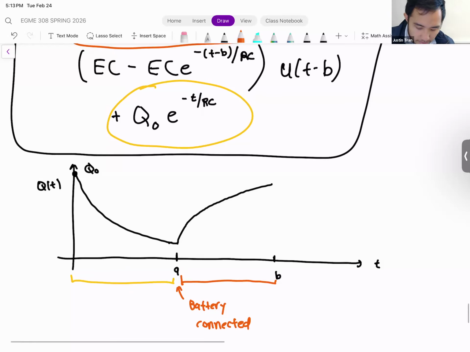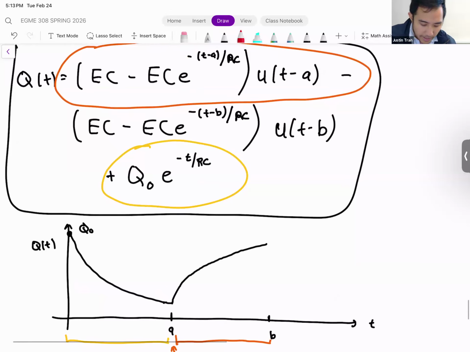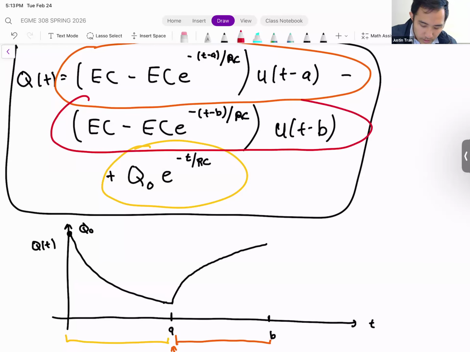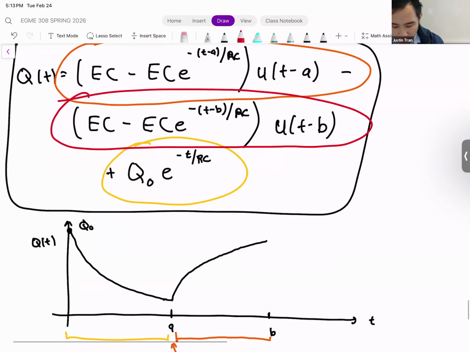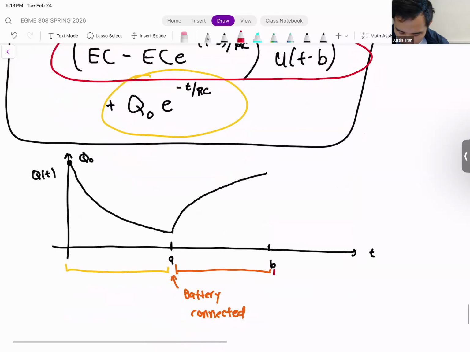All right, and then finally, the last portion of this solution, this u of t minus b, is not even active until t is equal to b. So when t is equal to b, this portion becomes active. And then what happens here, at least physically, is that our battery is disconnected again.